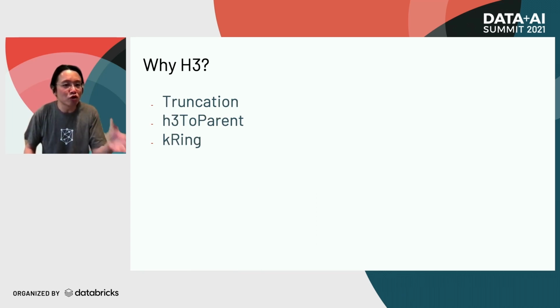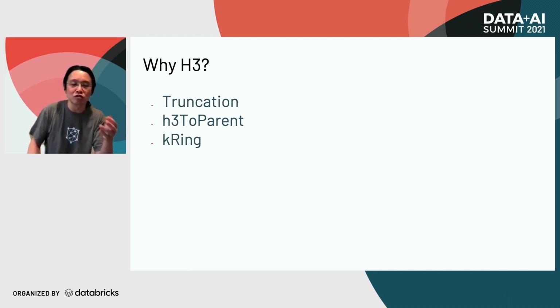So let's talk about truncation a little more. Truncation is a great way to look at a small hexagon and then basically zoom out from that area, looking at the parent hexagon and so on and so forth. So the function in H3 is called H3 to parent.